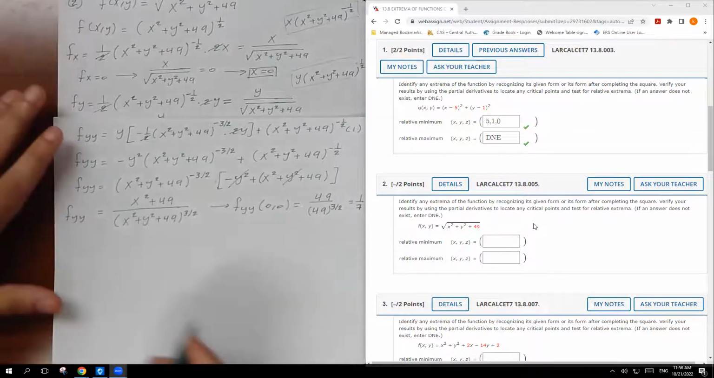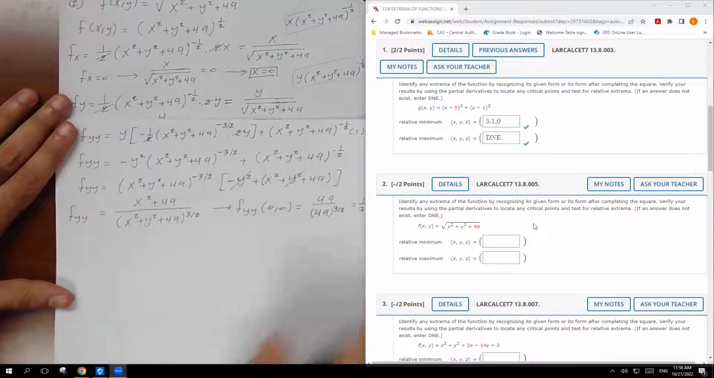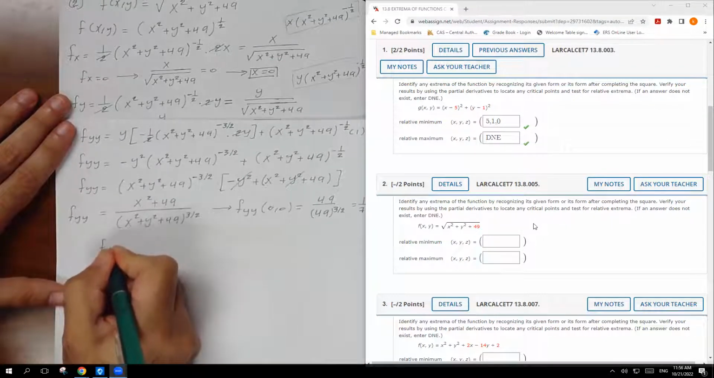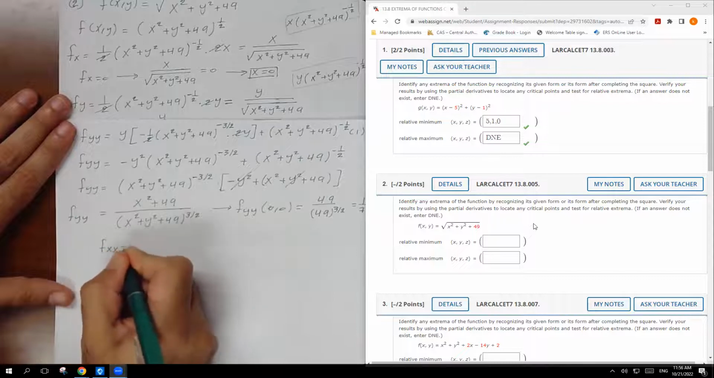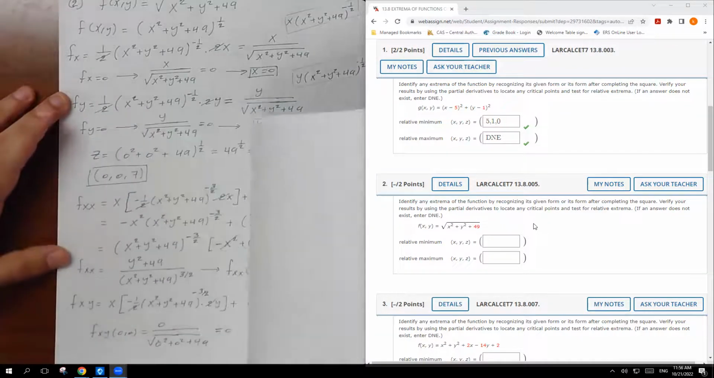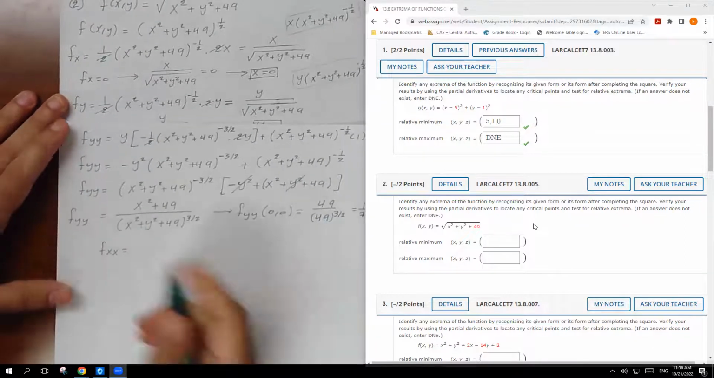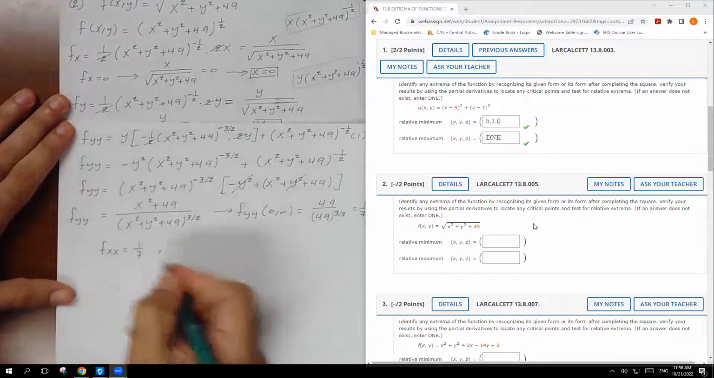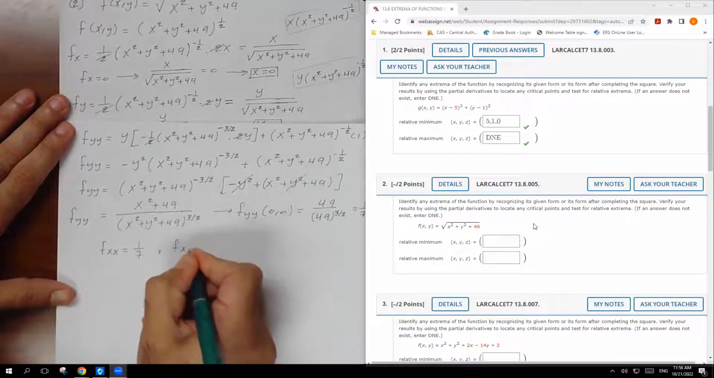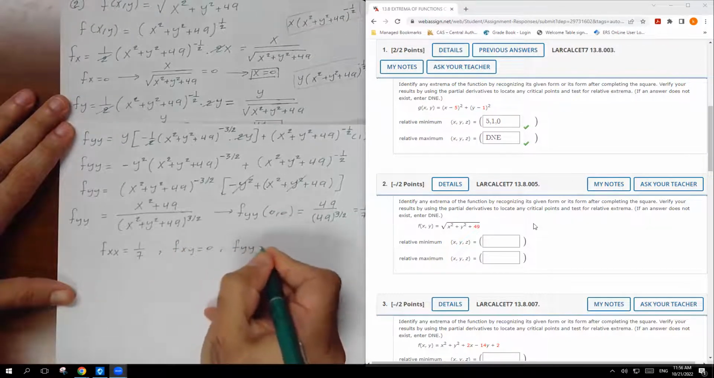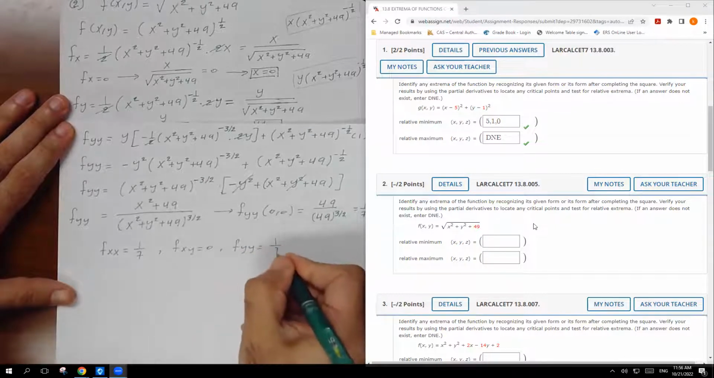Let's write down all the information together to find the D. Our f sub x equals 1 over 7, f sub xy is 0, and f sub yy is 1 over 7.